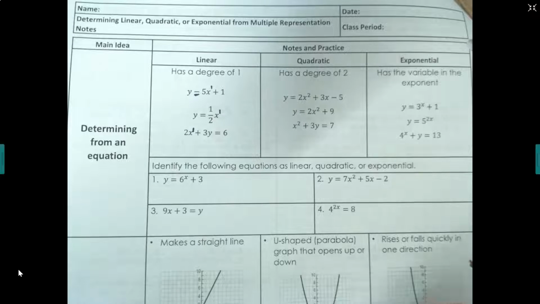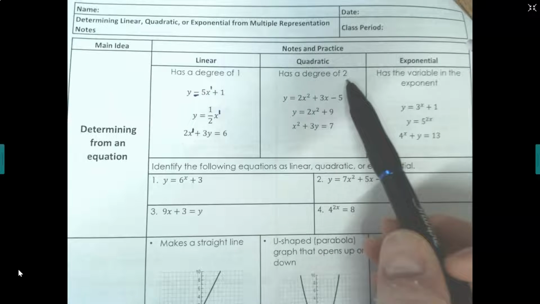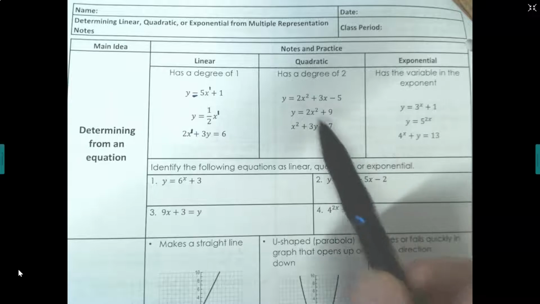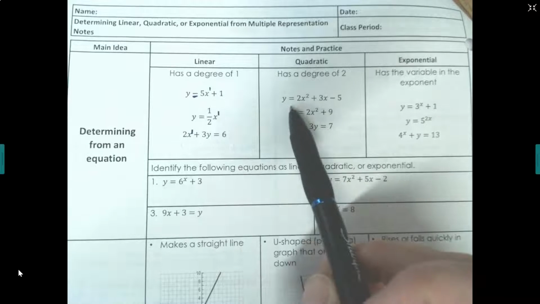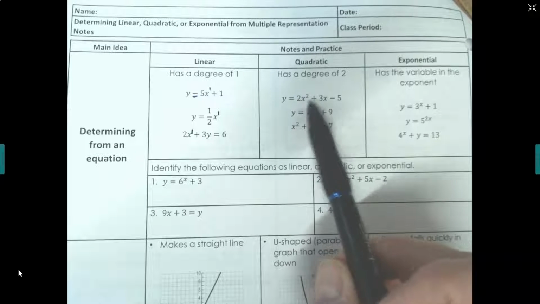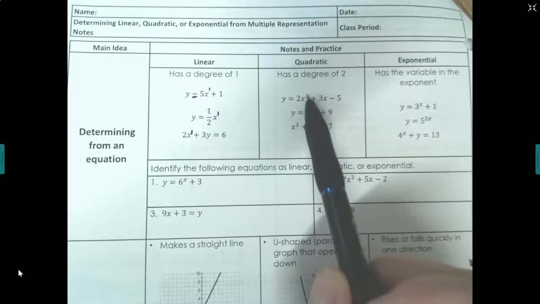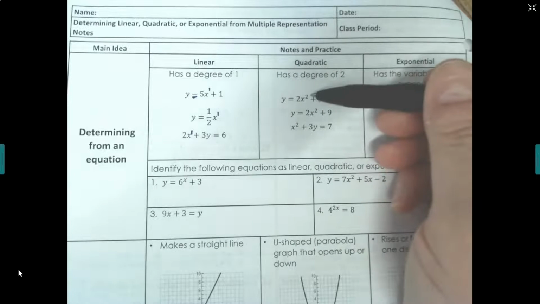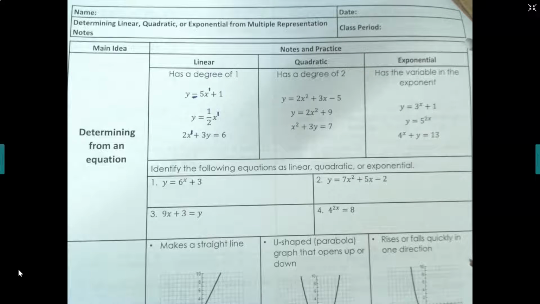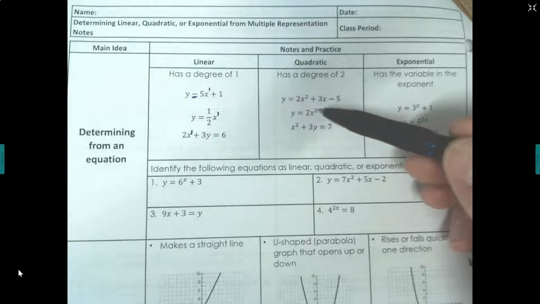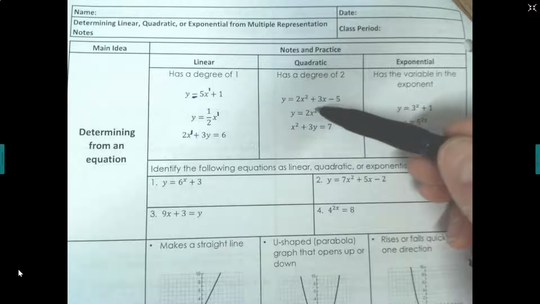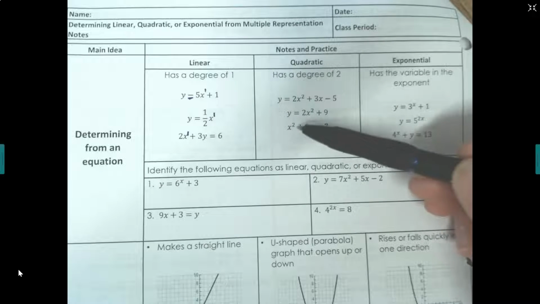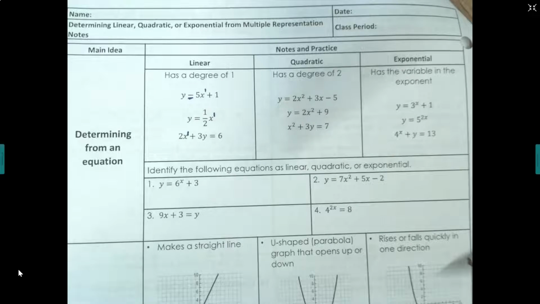In order to be quadratic, quadratic has a degree of 2, meaning the highest exponent is 2. So we see a similar setup. We have a y equals situation, but we have 2x squared plus 3x. Now, if we didn't have the 2x squared, this would be linear because the highest exponent would be 1. But you can see right here with an exponent of 2, the highest exponent is 2, making it quadratic. Same here. This is 2x squared plus 9. The highest exponent on our x is a 2. And then we have x squared plus 3y. Our highest exponent is 2, making it quadratic.